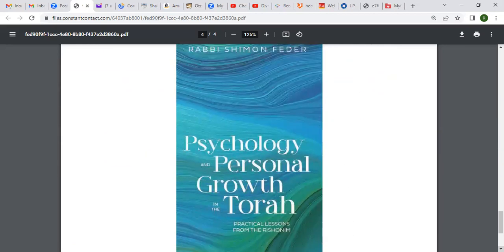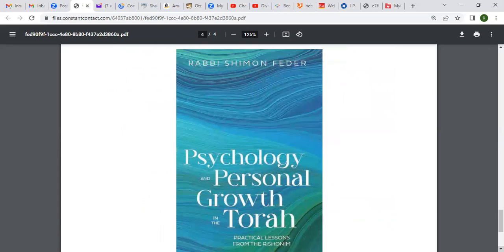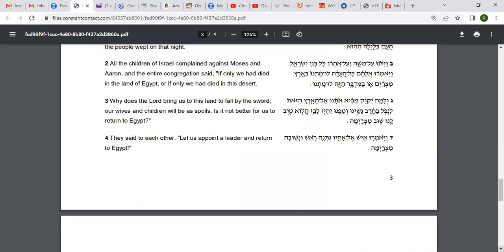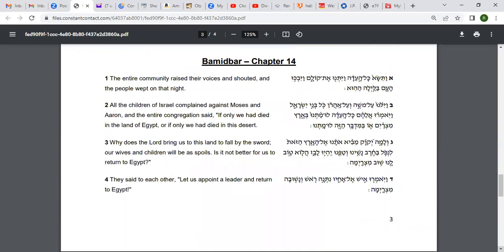It came out this past year. It's called Psychology and Personal Growth in the Torah, and that's where I saw this idea. Beautiful idea. So let's see. We're going to see the Jewish people start to complain and cry that they don't want to enter the land of Israel. This is a terrible mistake. So it says, around the bottom of page 3, chapter 14, Perek Yud Daled.